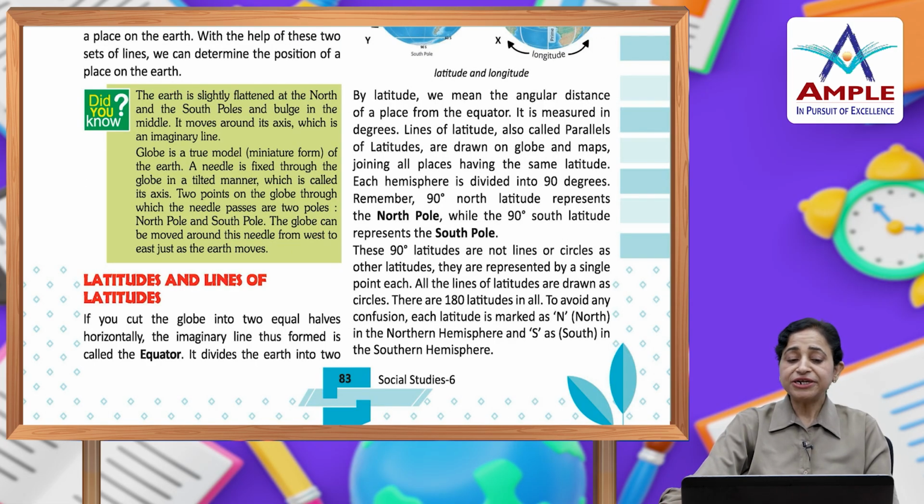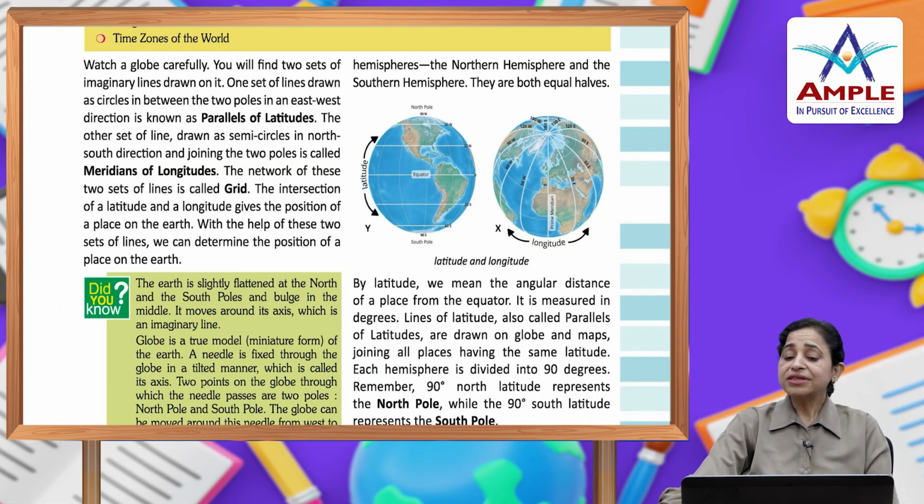Latitude and lines of latitudes. If you cut the globe into two equal halves horizontally, the imaginary line thus formed is called the equator. It divides the earth into two hemispheres, the northern hemisphere and the southern hemisphere. They are both equal halves. By latitude, we mean the angular distance of a place from the equator, and it is measured in degrees.